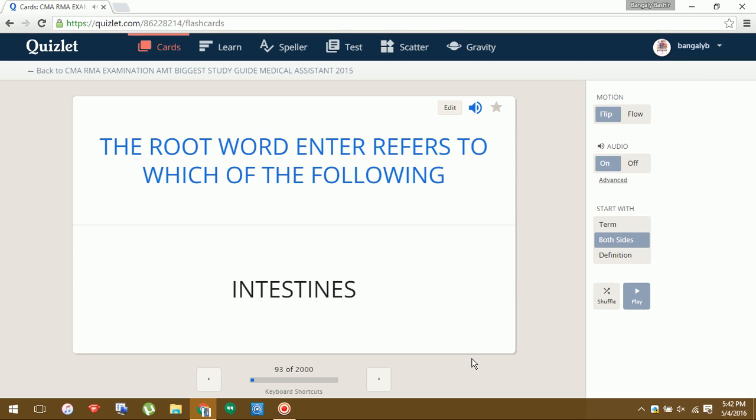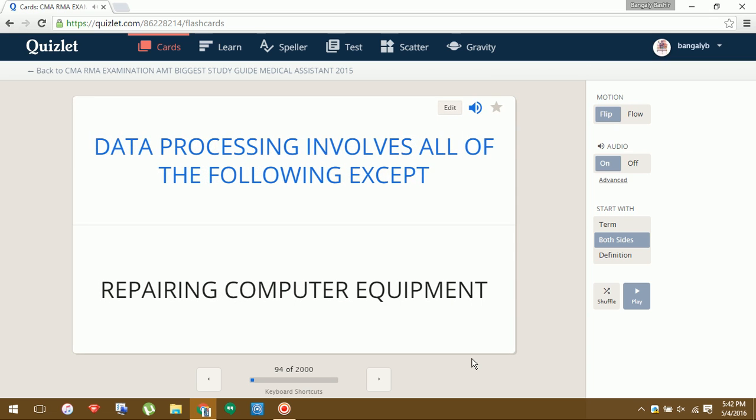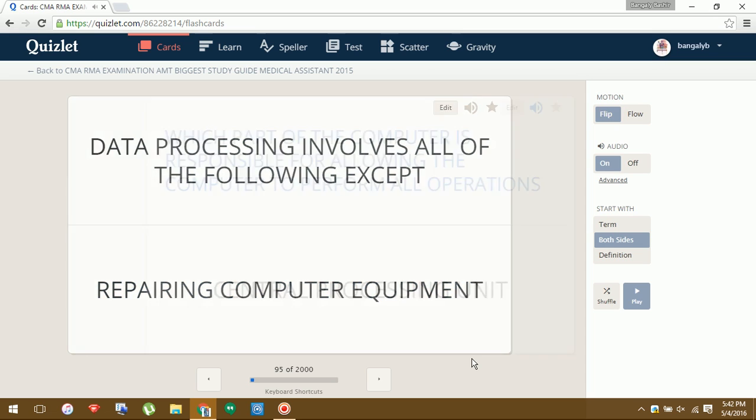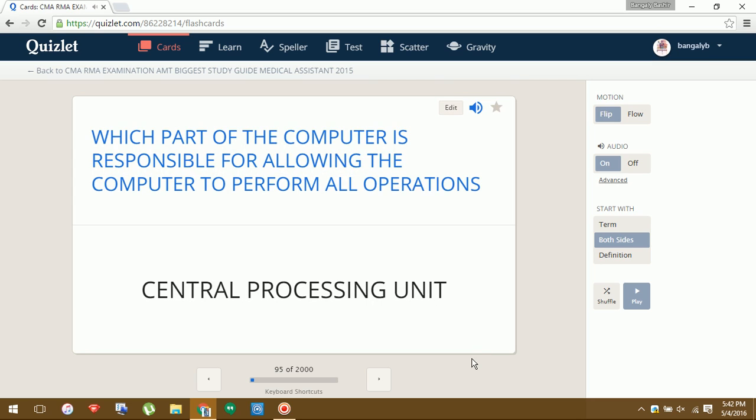The root word enter refers to which of the following? Intestines. Data processing involves all of the following except repairing computer equipment. Which part of the computer is responsible for allowing the computer to perform all operations? Central processing unit.